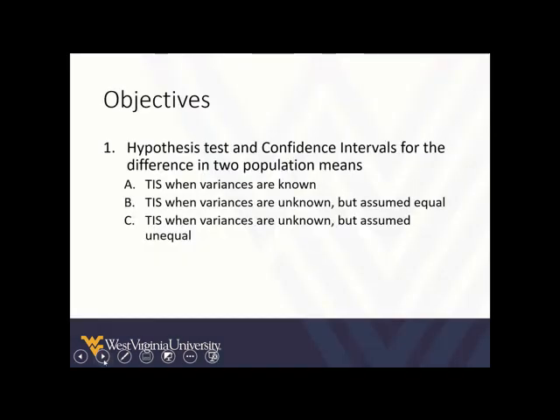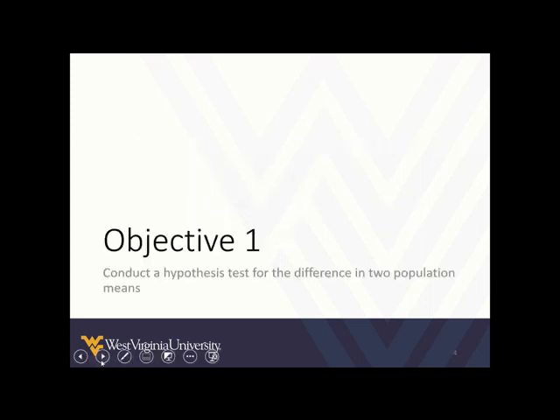So our objectives for this class are to focus on the hypothesis test and confidence intervals for the differences between two population means. Now there are three cases for this. Case 1, when the population variances are known. Case 2, when the population variances are unknown but assumed equal. And third, when the population variances are unknown but assumed unequal.